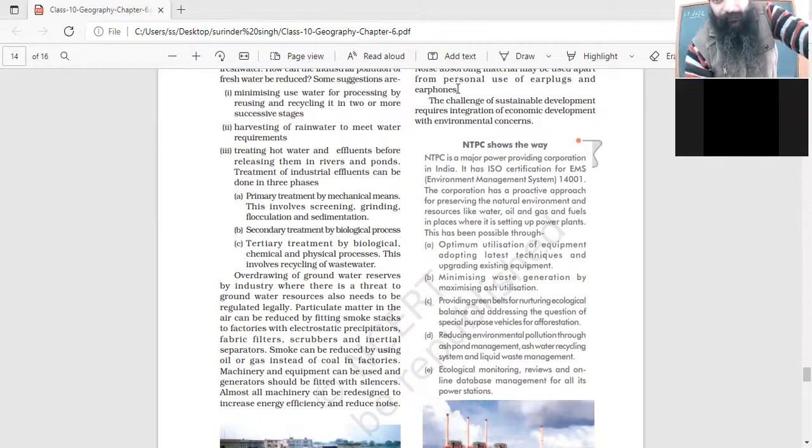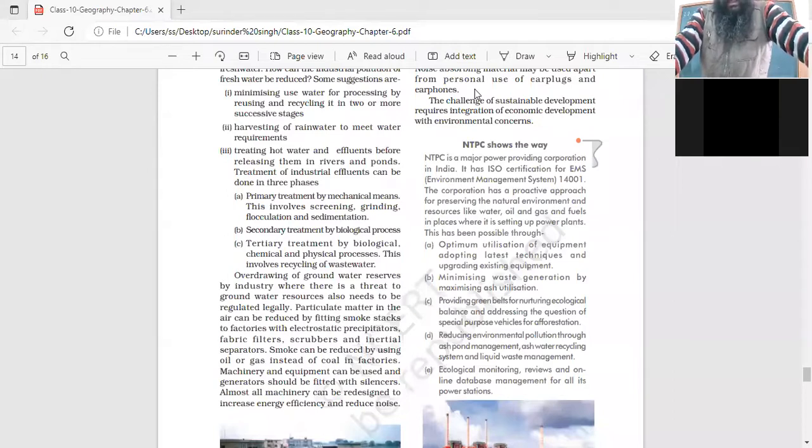and achieve the protection of the environment from depletion, for which we have to emphasize recycling and reusing. First, recycling and reusing the water in industries by installing water treatment plants in various stages.